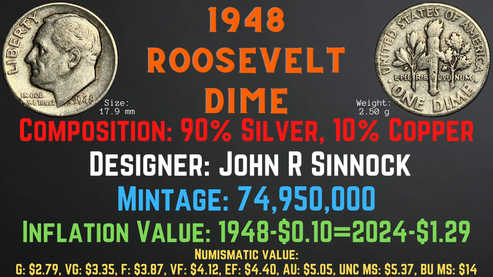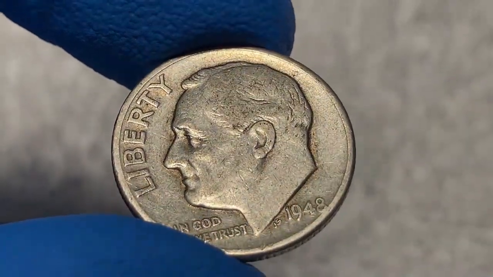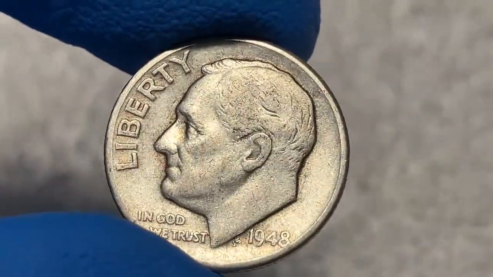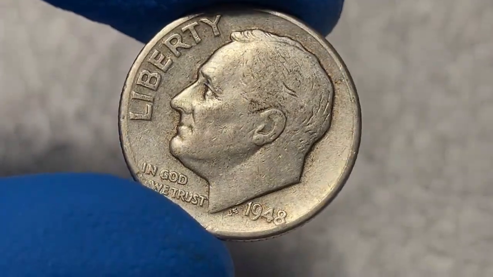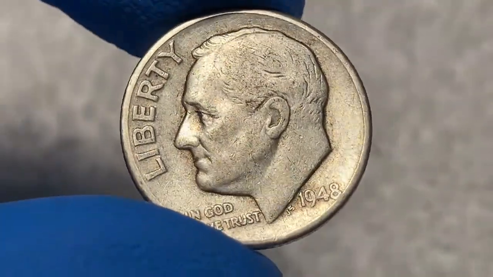$1.29. Its numismatic values range from $2.79 in good condition up to $14 in brilliant uncirculated mint state condition. Now let's take a closer look at the 1948 Roosevelt Dime from my collection. So, as we take a look at this 1948 Roosevelt Dime, it's in pretty fair shape for its age.